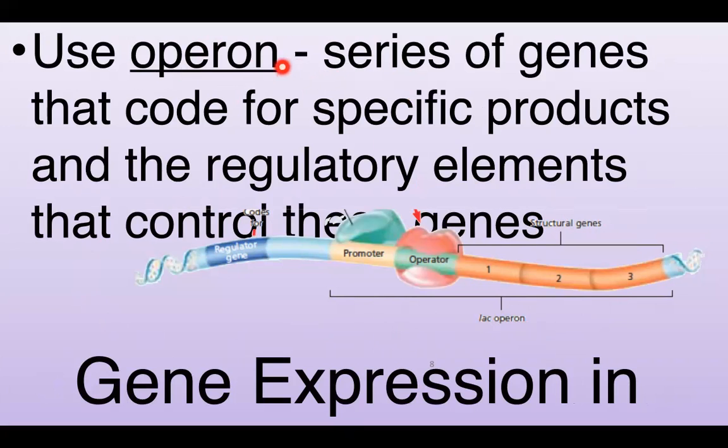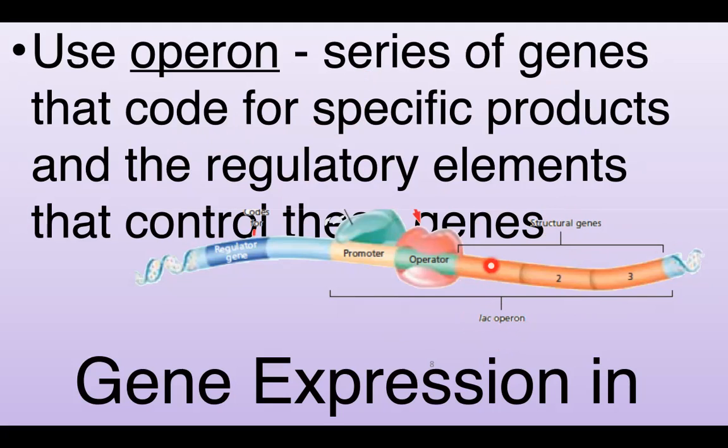So an operon is a series of genes that code for specific products and the regulatory elements that control these genes. So these are the genes that code for specific products. The Lac Operon is a specific operon. The reason why we use this as an example is because it's very widely studied in a very common species of bacteria called E. coli, which lives in the intestines of mammals. And since we are a mammal, it's applicable to our lives.